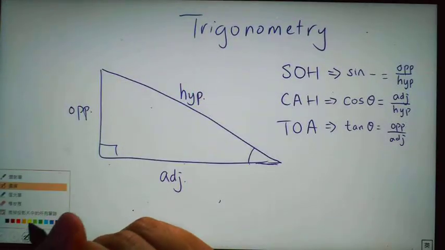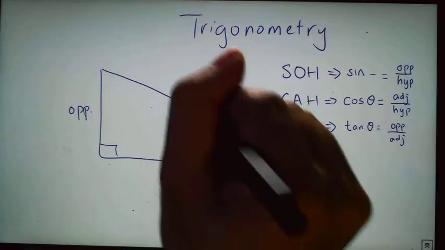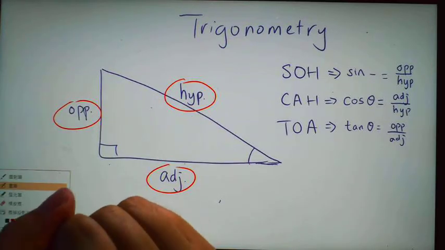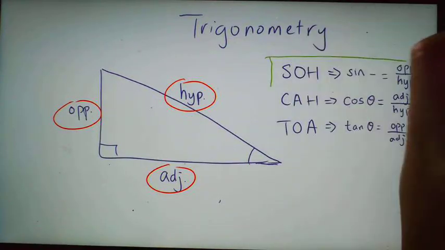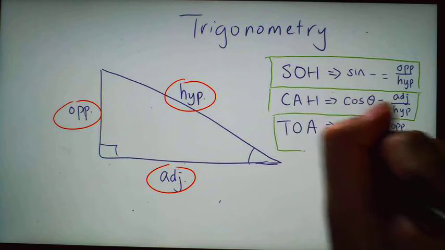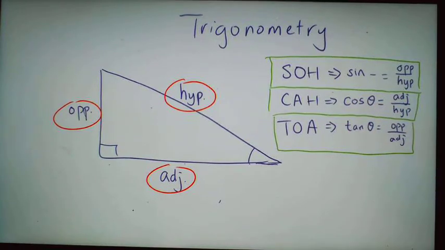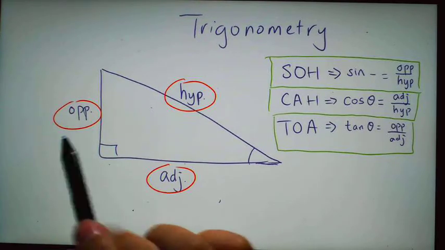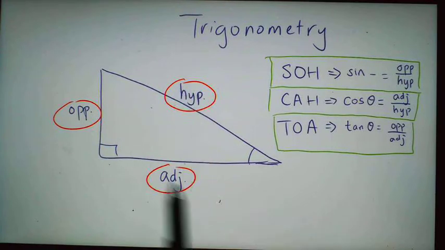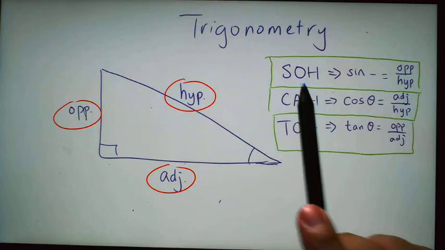While we are learning trigonometry, these six things, 1, 2, 3, 4, 5, 6, you have to remember for your whole life. Once you remember this, you'll be okay for the whole topic. The names of each side, hypotenuse, adjacent, and opposite, you have to be very familiar with. And also the formula.